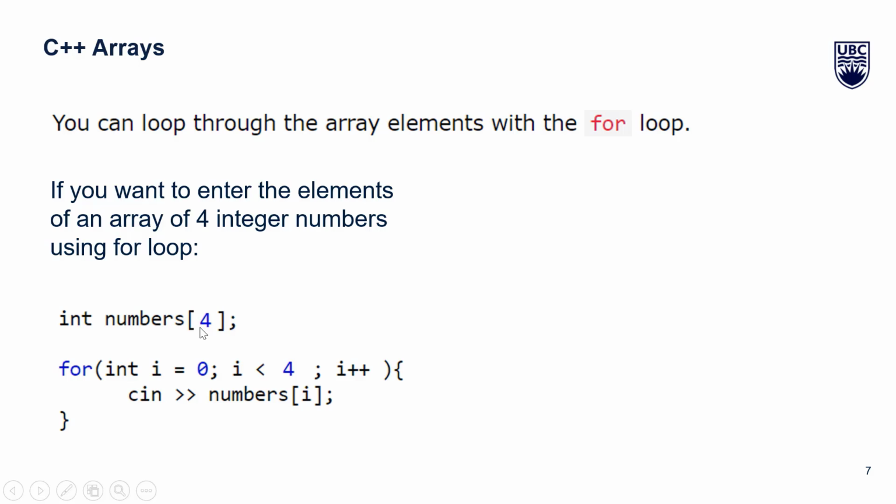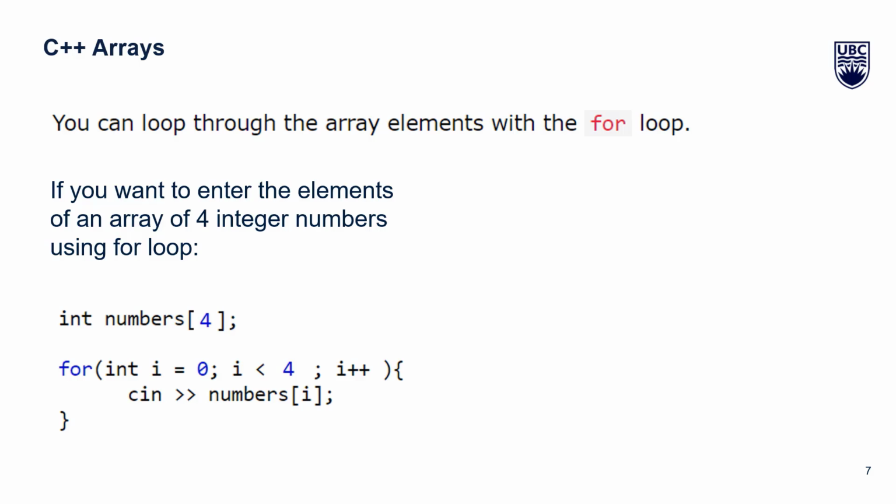And 4 is the number of elements inside this array numbers, and we want to enter the integer value of each element in this array. So we can use the for loop as you see here. We start by setting an initial value to our index. So we set the initial value of our index to equal 0 as you see here.